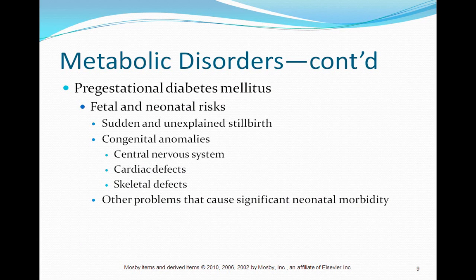We talk about preconception counseling, which is recommended by the American Diabetes Association, because we want to make sure they know what kind of impact pregnancy has on the mom's body and what impact the diabetes has on the baby. Some of the fetal and neonatal risks are sudden and unexplained stillbirth. We don't want that to happen, which is why they're under heavy surveillance. If they already are diabetic or have some type of medical problem, they're going to go to a specialist. You also can have congenital anomalies, such as central nervous system defects, cardiac defects, skeletal defects, and other problems. It's very important for you to read that.